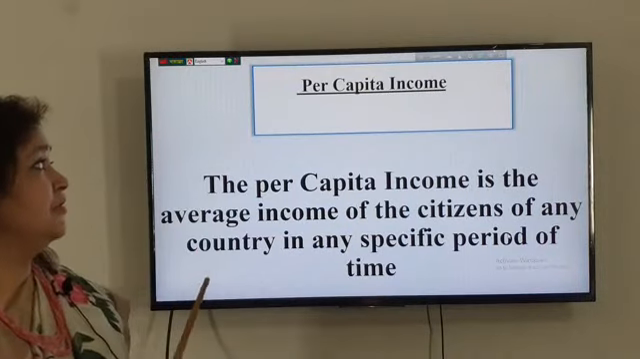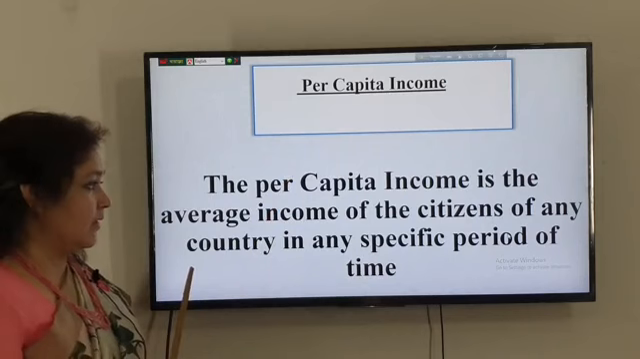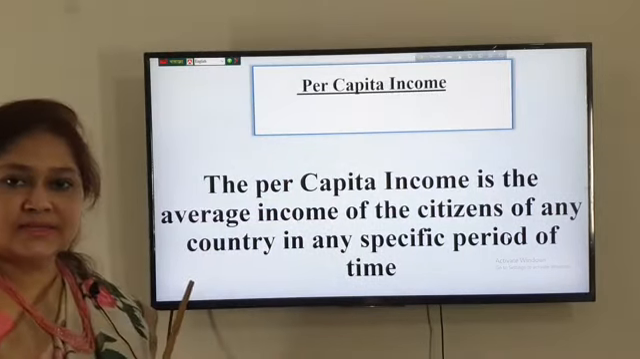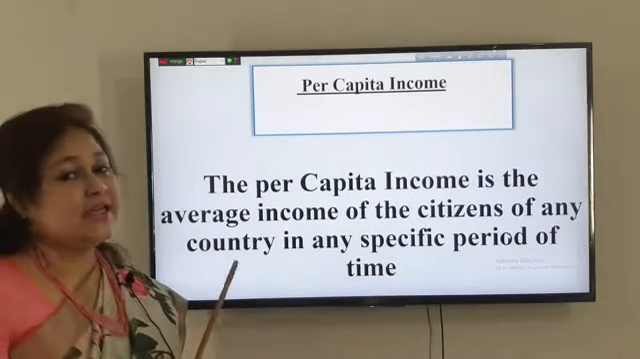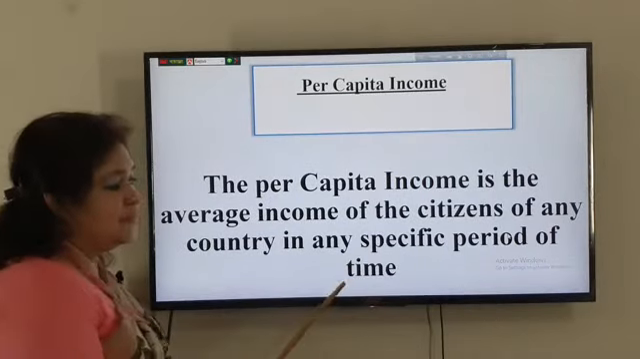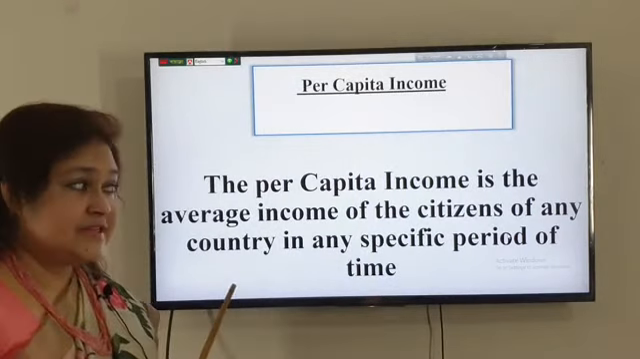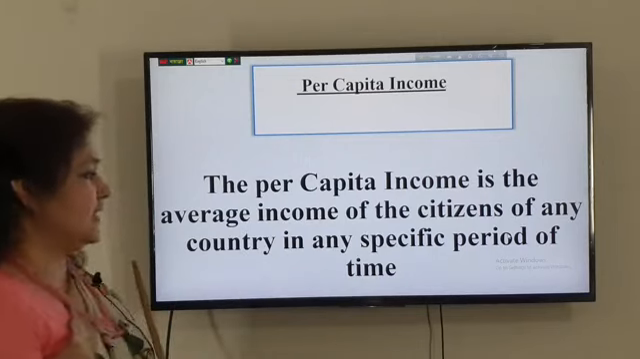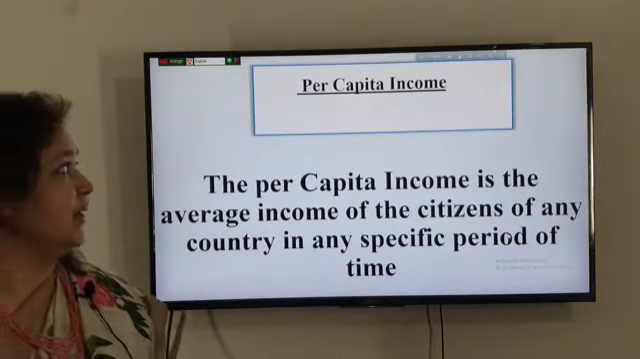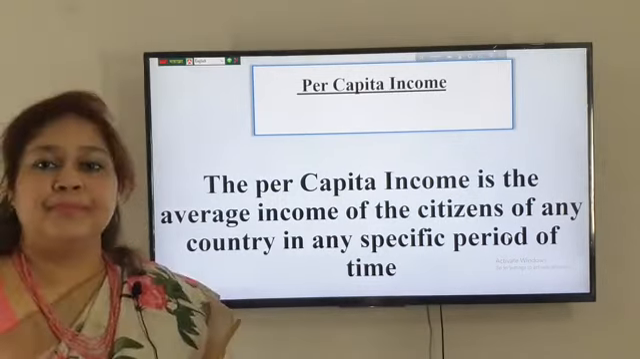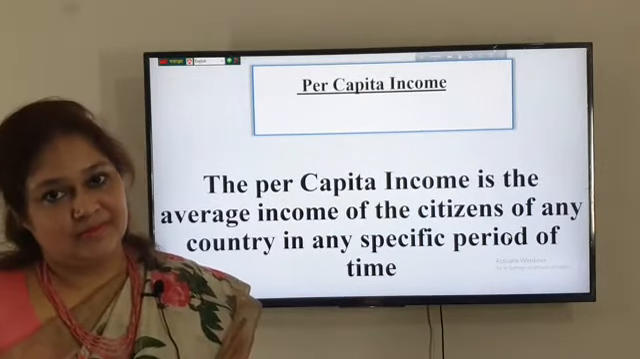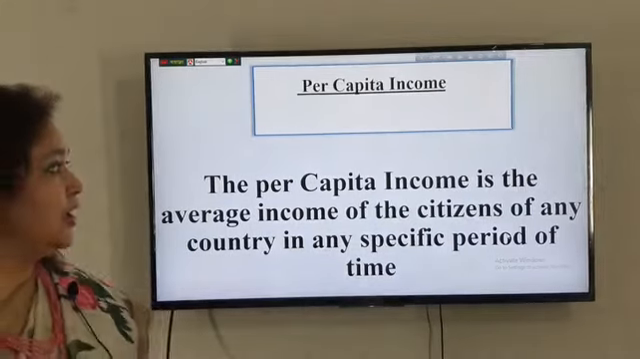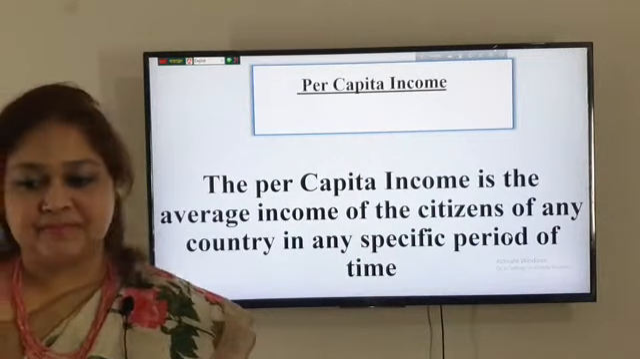Now, the definition of per capita income. The per capita income is the average income of the citizens of any country in any specific period of time, I mean in a fiscal year. Average income of the citizens of any country in a specific period of time is known as per capita income. Okay, now let's check the comment section.